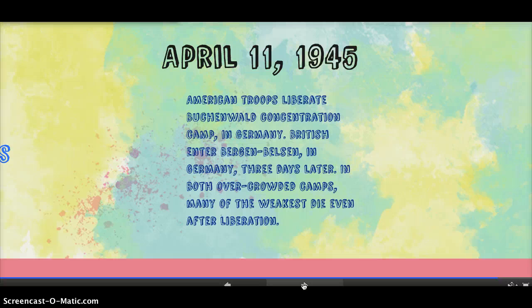And April 11th, 1945, American troops liberate Buchenwald concentration camp in Germany. British enter Bergen-Belsen in Germany, and 3 days later, in both overcrowded camps, many of the weakest die even after liberation. So because of what the Nazis did to them, they were so weak that even once the Nazis weren't there, some of them still died because they were just so far gone that they couldn't recover.